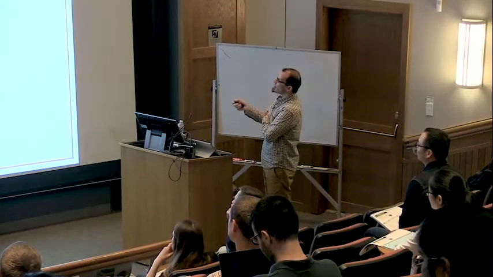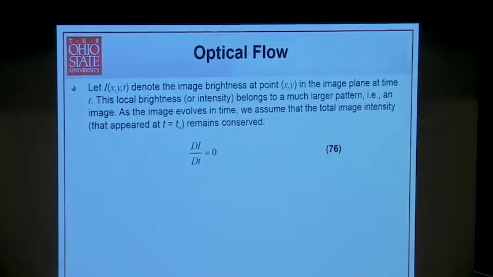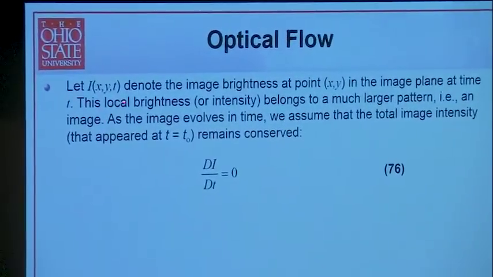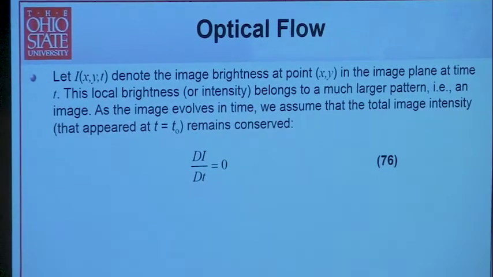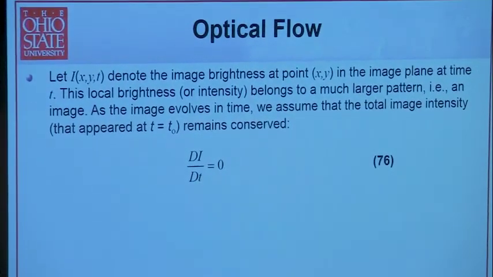So let's say that at any point x, y in the image plane, there's some intensity I(x, y, t), okay? This local brightness, if I take out a little small part, belongs to a much larger pattern. So if I look in a small part of an image, there's some pattern, and you have the entire pattern, which is an image.